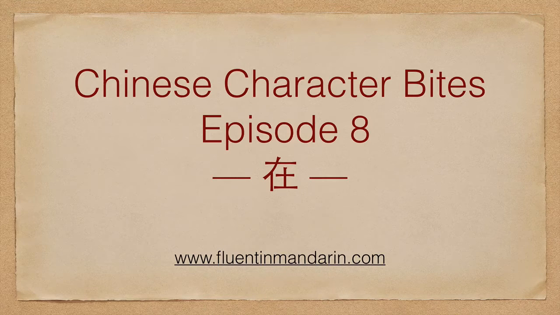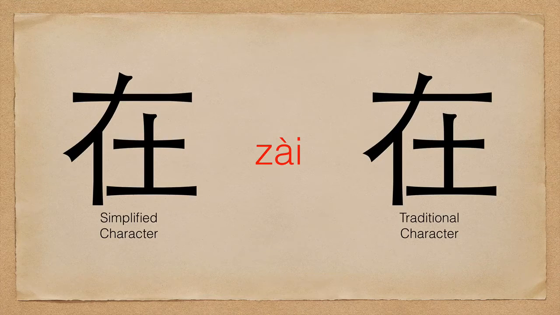So in this episode, we're going to be looking at this character, which is pronounced 在 in the fourth tone. Remember that this Z sound is almost like a soft TS sound in English, and it's in the fourth tone, 在. So as you can see, as with many of these videos, the simplified character and traditional character version of this character are the same. So let's have a look at what it means.